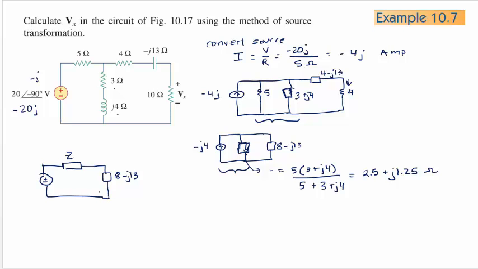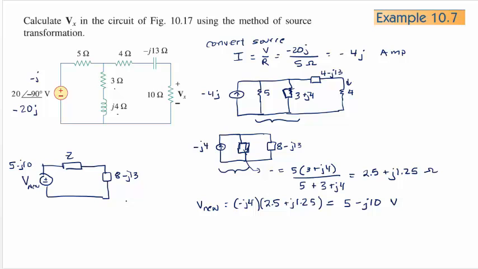So I do that. So this V, I'll call it V new. So that V is I times R. So V new is minus J4 times, not R, but Z. So it's times 2.5 plus J 1.25. And then I do that math, and I will get 5 minus J 10 volts. So this is 5 minus J 10.